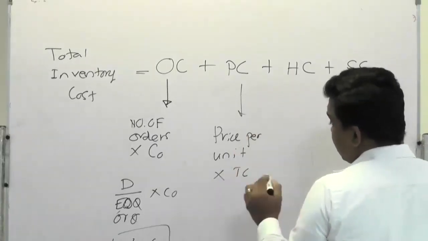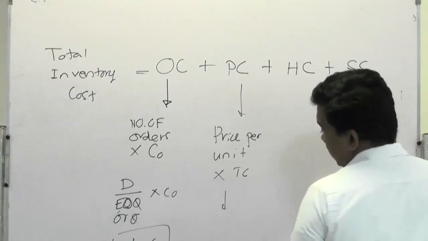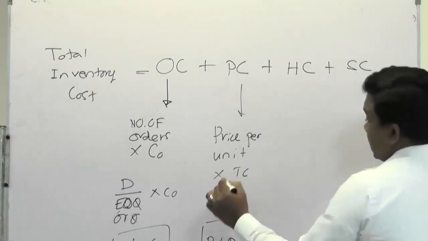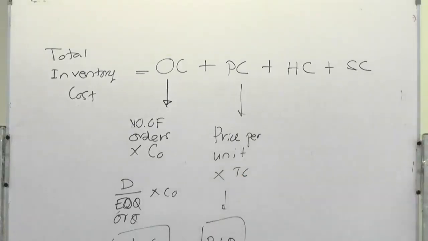Purchase cost is price per unit into total quantity. Total quantity is the demand. Therefore, finally you can say price into demand is the purchase cost.